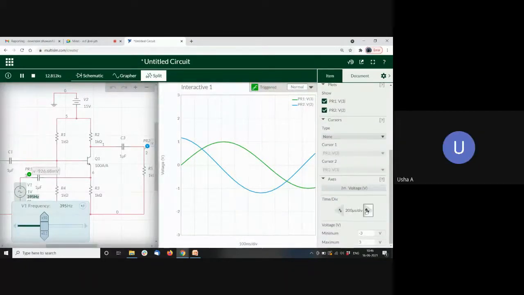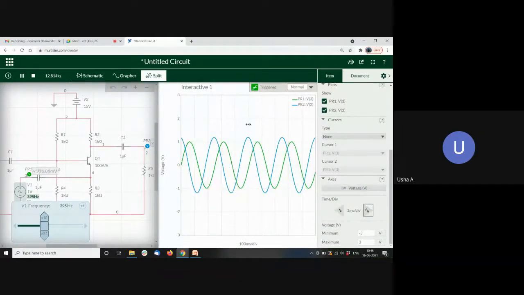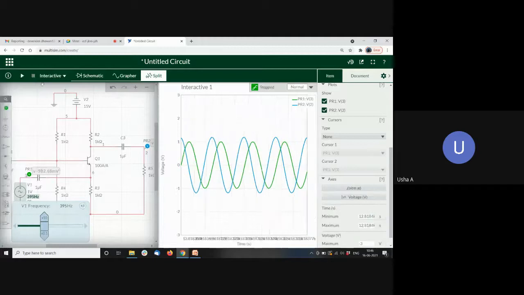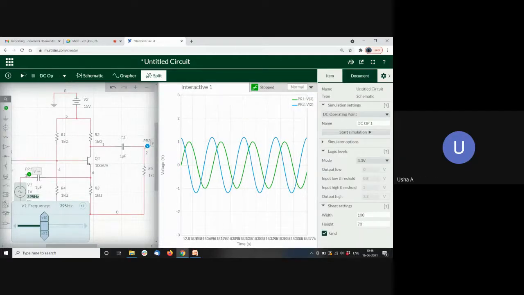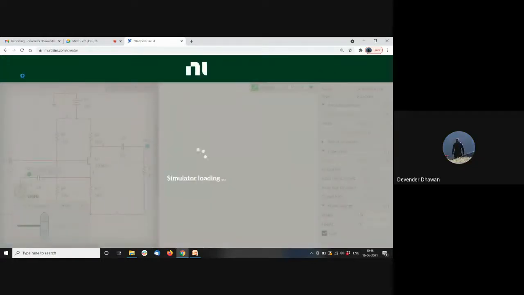Sir, can we do load line characteristics or load line? Load DC line, ma'am. What? DC load line or AC load line in this basic transistor configuration? I need to check, ma'am.